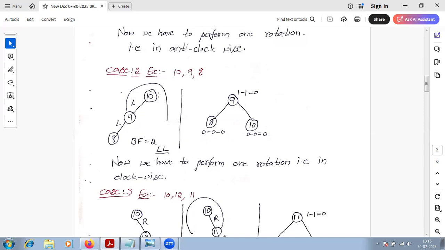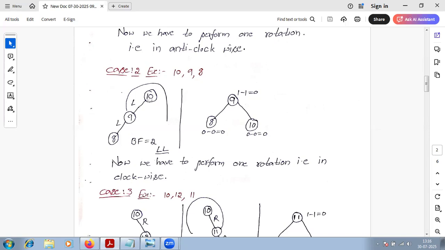Now check the balance factors of every node, starting from the root node. Take this element and check its balance factor. What is the height of the left subtree? 2. What is the height of the right subtree? 0. 2 minus 0 is 2. Now, is it an AVL tree? No. We can tell a tree is an AVL tree if the balance factor of every node is equal to minus 1, 0, or 1.